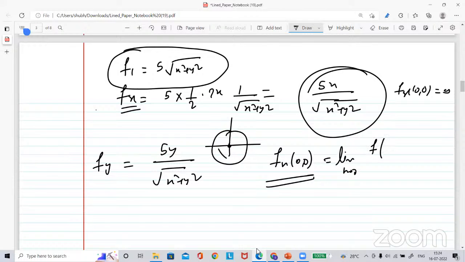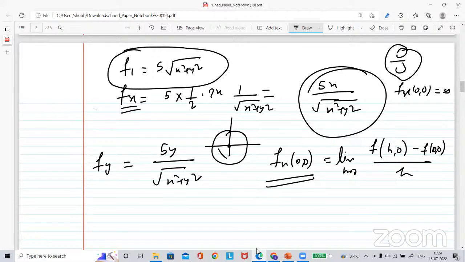Once you go with the definition, the partial derivative with respect to x at 0 is f of h 0 minus f of 0 0. Hello, sir, f of 0 0 is defined, 0 0 equals 0. No, it is a 0 by 0 form. Yes, the denominator has 0, so go with this definition. When the denominator comes 0, it will not give 0. Okay, got it. So now go with the limit definition.